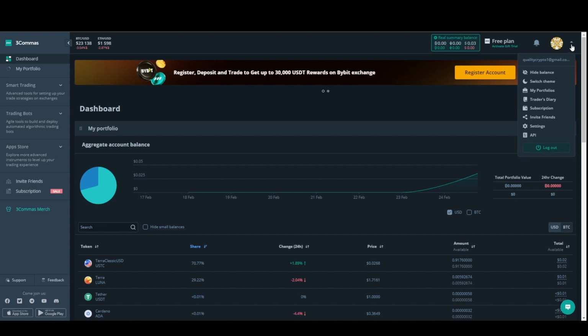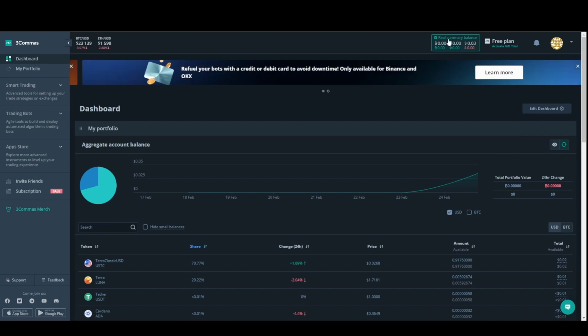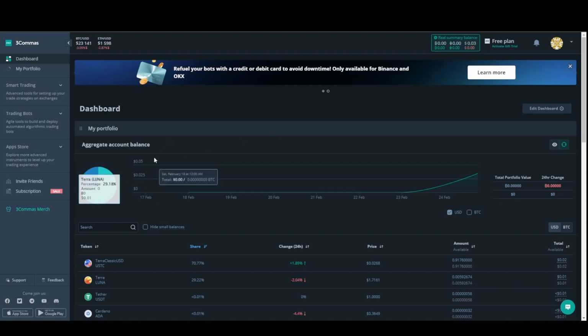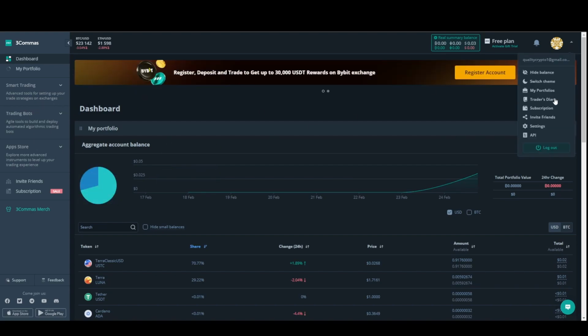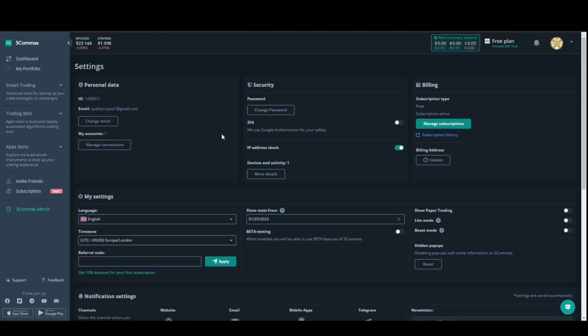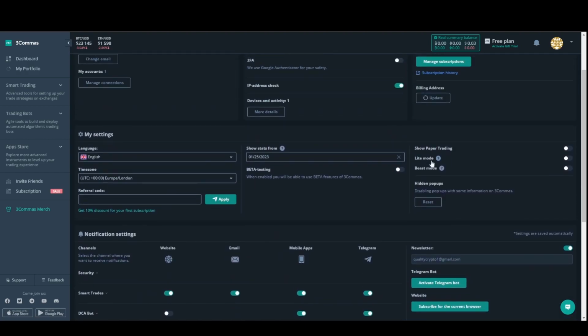My point with that is, as you can see here, this is my real balance. That's my real Binance money. What I'm going to be doing, and we will be setting up the trading bot after this, is creating a paper trading account. Hopefully it's here. Here we are, show paper trading.